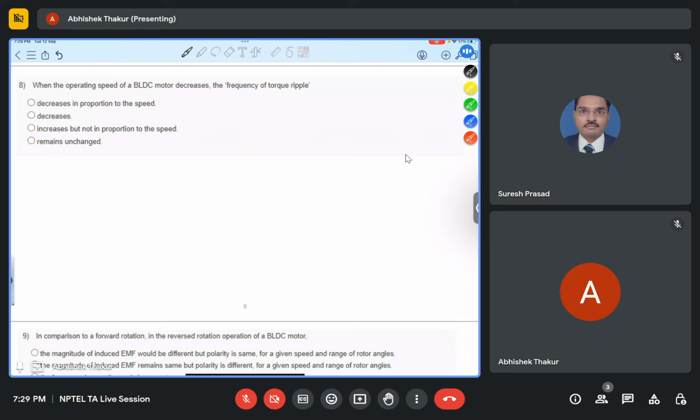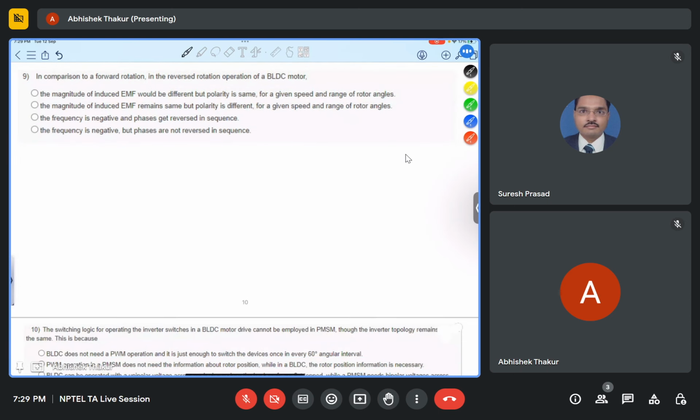Now moving on to the next question. When the operating speed of a brushless DC motor decreases, the frequency of the torque ripple. The frequency of the torque ripple depends upon the speed of rotation, and also the torque depends upon the speed. So the operating speed decreases, and therefore torque will also decrease. It is proportional to speed, so it decreases in proportion to the speed.